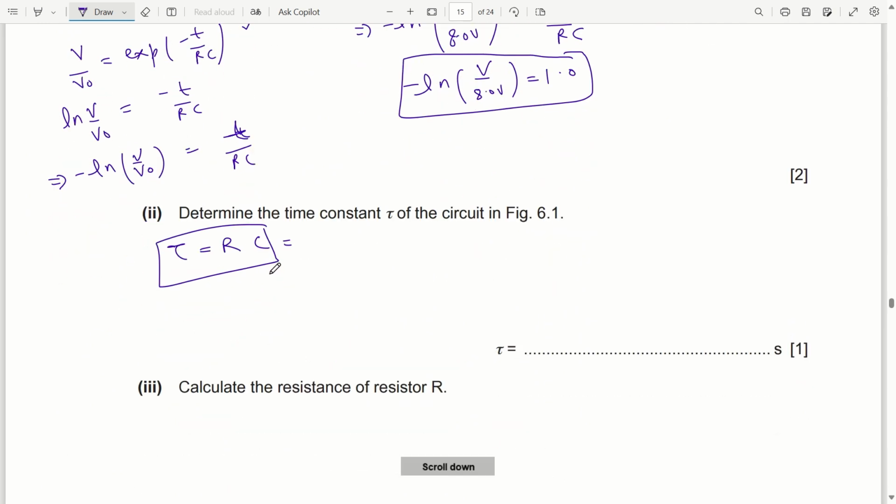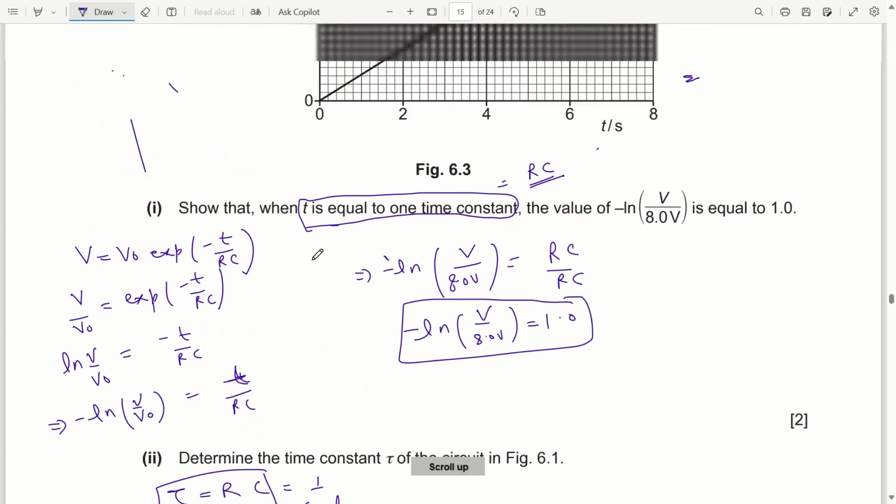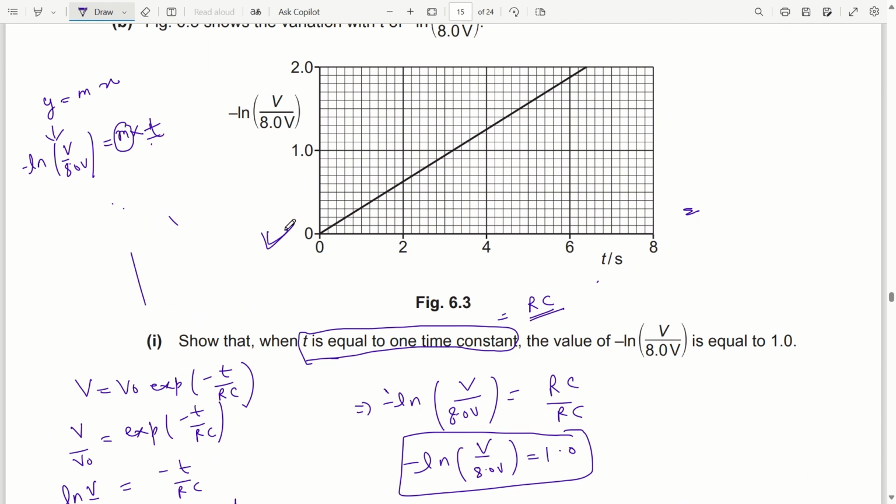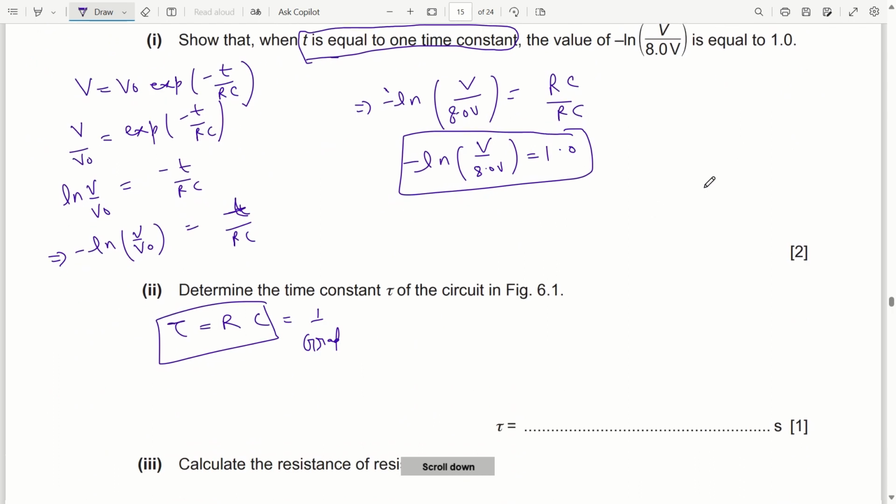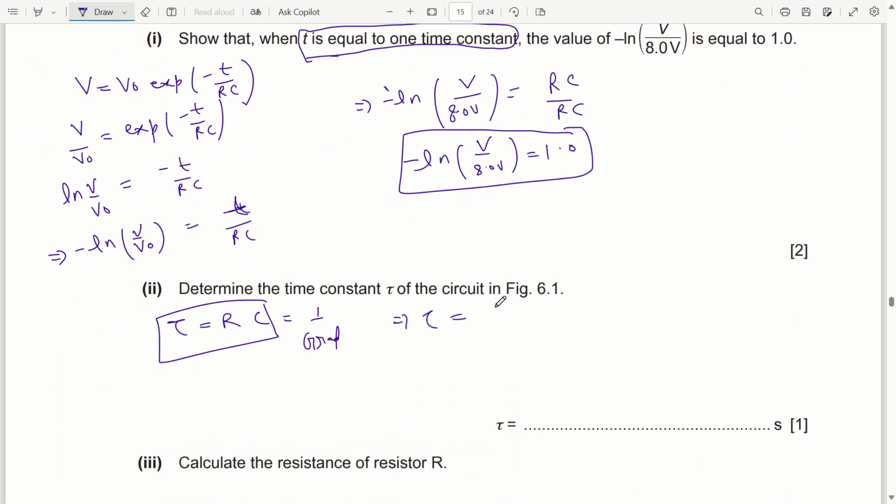So time constant tau will be equal to 1 by the gradient of this graph, and the gradient of this graph will be equal to 2 minus 0 divided by 6.4, that is 1 by 3.2. Substituting this value here, we can write tau is equal to 6.4 by 2, and that is equal to 3.2. So time constant will be 3.2 seconds.